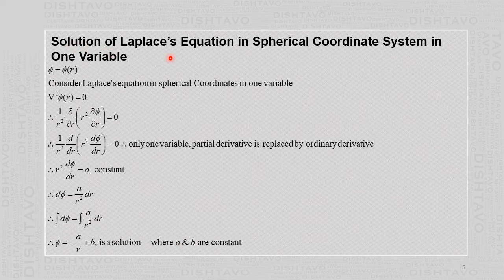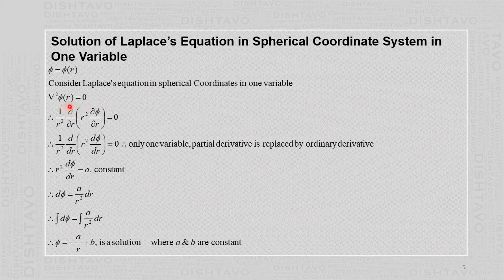Next, we find the solution of Laplace's equation in spherical coordinate system in one variable. So phi is a function of only one variable, that is r, and not theta and phi. So we have written phi equal to phi of r. So now consider Laplace's equation in spherical coordinate system. Del square phi of r equal to 0.